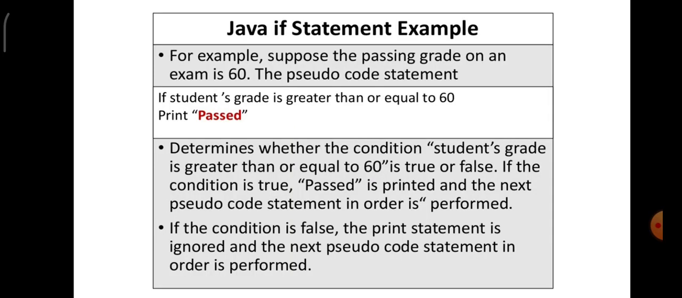Now, Java if statement example. For example, suppose the passing grade on an exam is 60. The pseudocode statement, if student's grade is greater than or equal to 60, print passed.